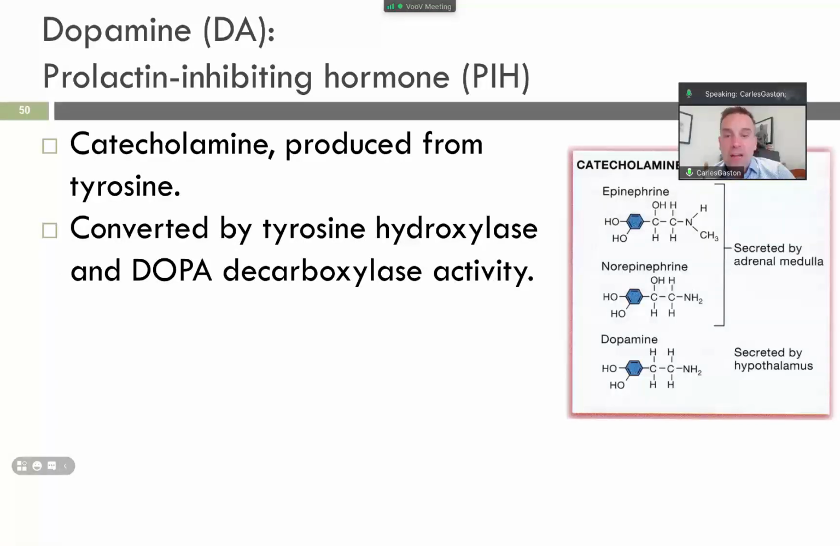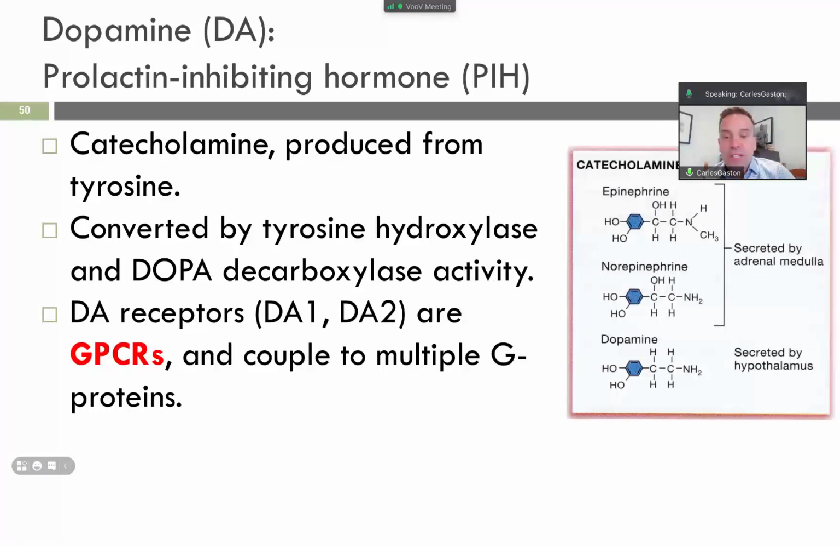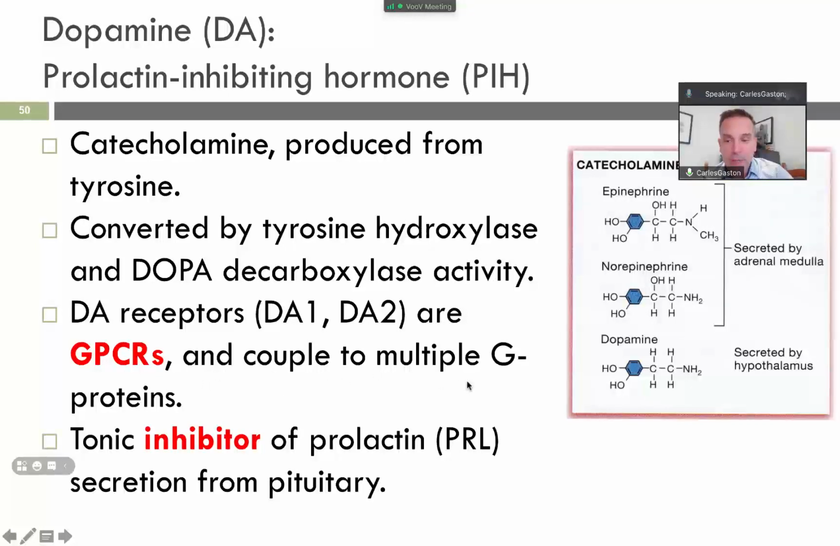It's converted by tyrosine hydroxylase and dopa decarboxylase activity. And the DA receptors, there are two, DA receptor 1 and 2, are again GPCR receptors coupled to multiple G proteins. It is a tonic inhibitor of prolactin secretion in the pituitary. So the pituitary gland would always produce prolactin unless there is dopamine. But because dopamine is constantly inhibiting the production of prolactin, prolactin is not produced or is at very low levels.